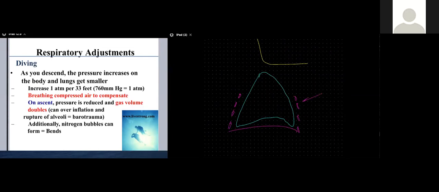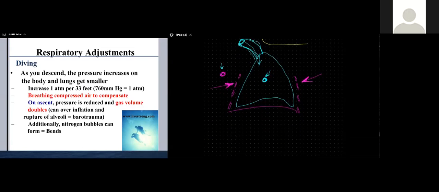Atmospheric pressure is going to be compressing my chest. Why doesn't my chest collapse? Because remember, your lungs have the same pressure as the atmosphere at sea level, because they are connected to the atmosphere. Air can flow in and out freely to equalize the pressure on both sides. So outside I have atmospheric pressure, inside I have atmospheric pressure.